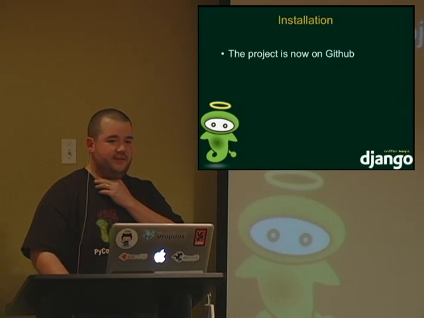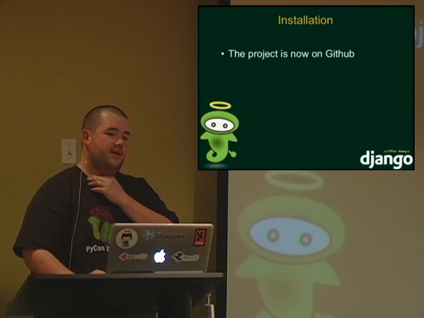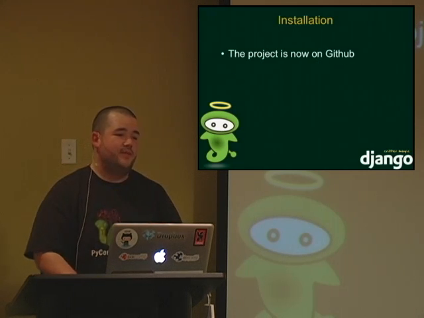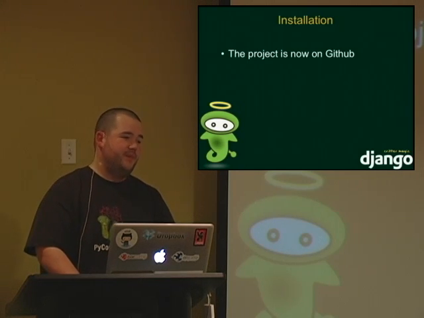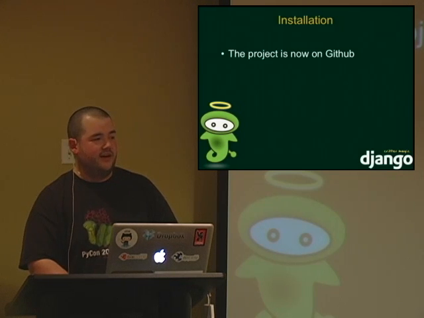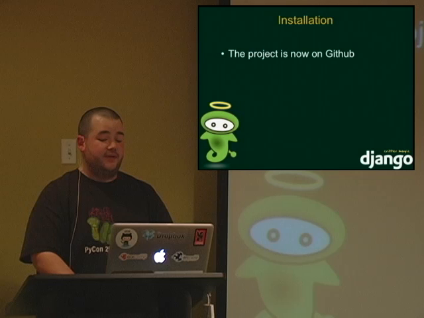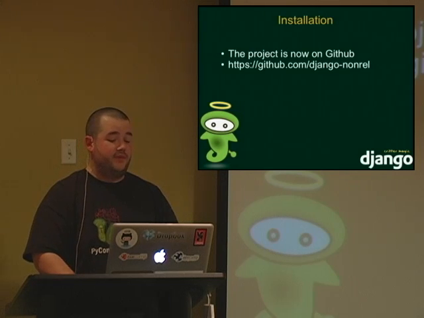How would you install it if you wanted to use Django-nonrel? We've recently moved the entire project to GitHub. Before, it was kind of a pain because it was spread out between Bitbucket and GitHub, but now it's on GitHub and you can install it directly from there.